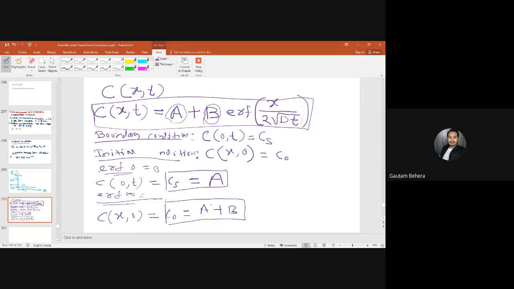So now I can write B is equal to, if you compare these two equations, I can write C0 equal to, okay, let me erase this one, otherwise.